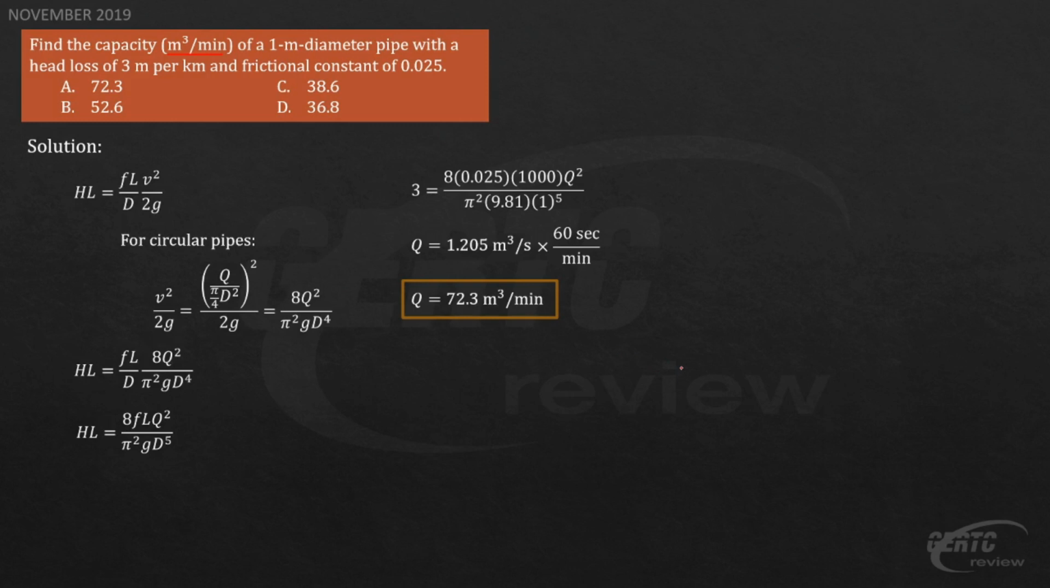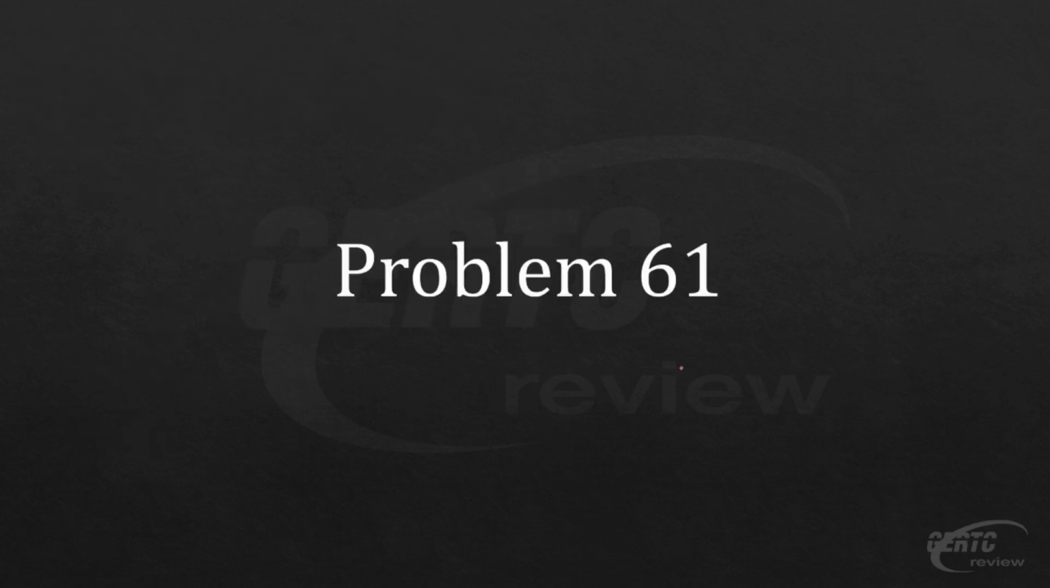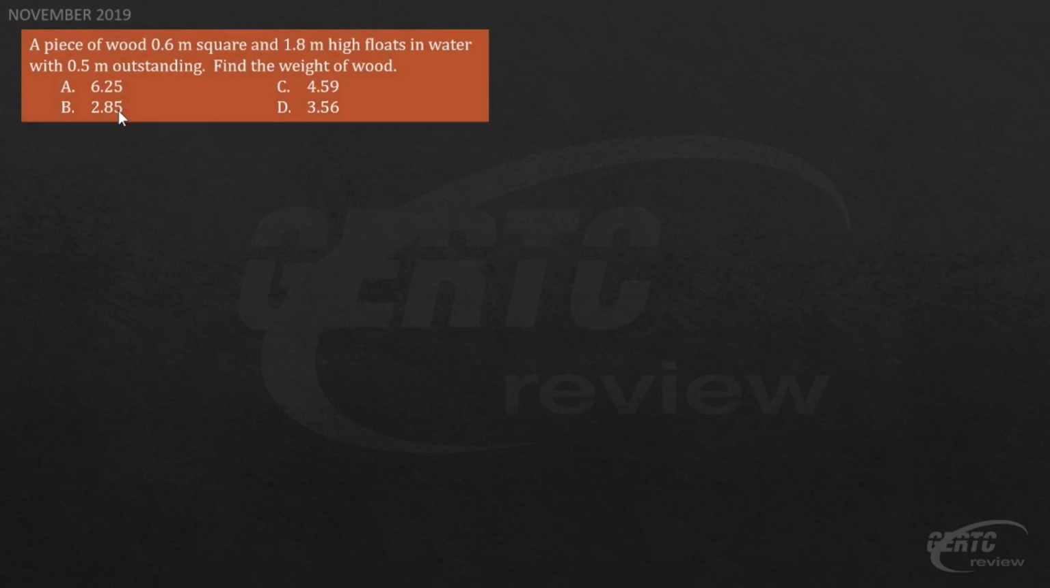Okay. So, next problem. Problem number 61, November 2019. A piece of wood, 0.6 meters square. So, 0.6 by 0.6. This is different from 0.6 square meter. And 1.8 meters high floats in water with 0.5 meter outstanding. So, there is a protrusion on top of the water of 0.5 meter. Find the weight of the wood.